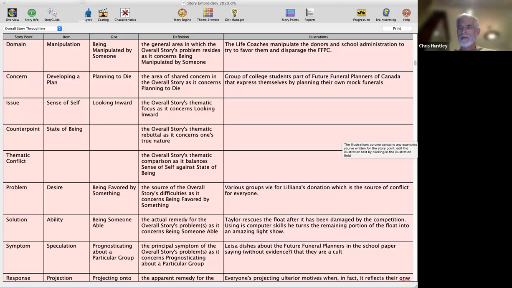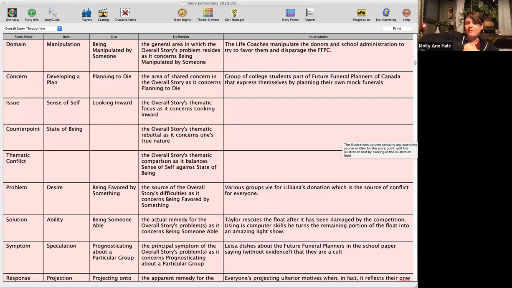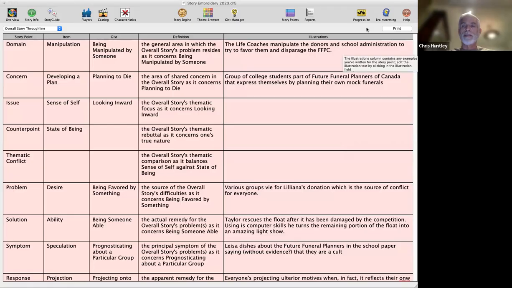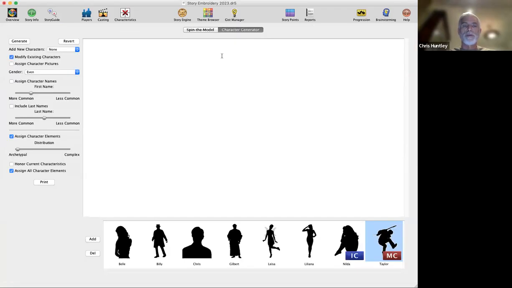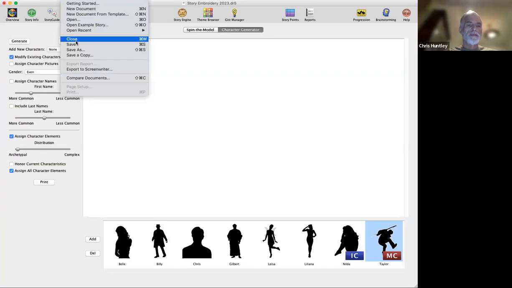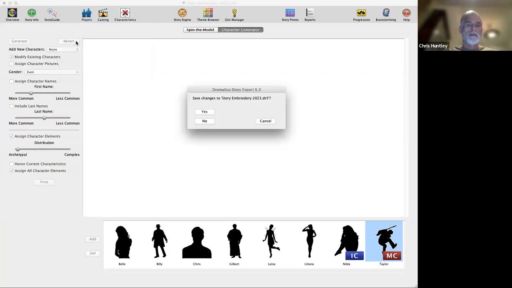Someone's hand went up. Yeah, Chris, I have a quick question. Is that a function of the Dramatica software, that you can just have it throw out some gists for you? Yeah, it is. It's in the brainstorming tools. Well, let me do one thing. Let me save this. Yes, I do want to save it.